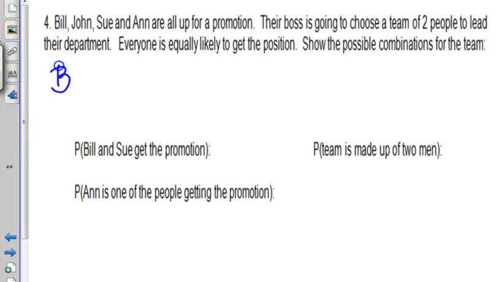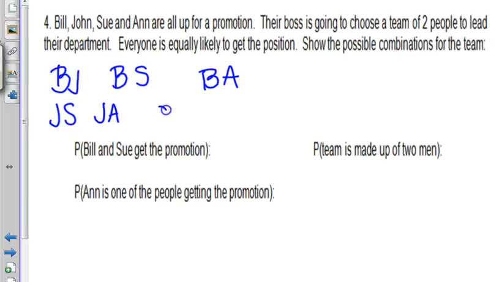So we could have this, this, this. Or John could be with Sue, John could be with Ann, or Sue and Ann. That's it, right? 3 of them have A, 3 of them have a B, 3 of them have a J. So it's all good.